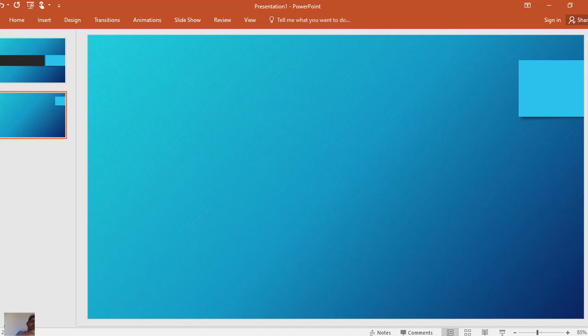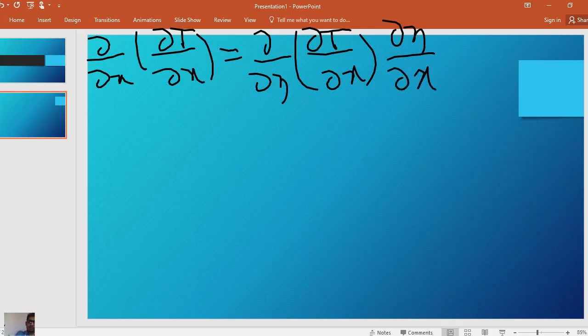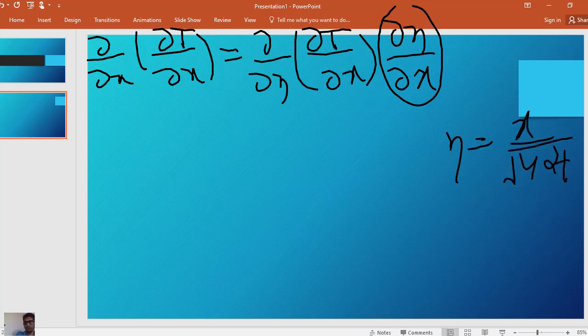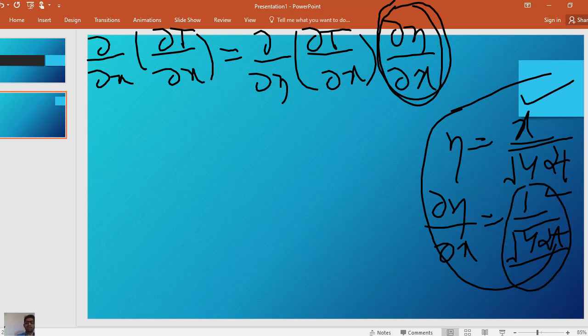So the left hand side of equation 1 is ∂T/∂x, which is nothing but ∂T/∂η times ∂η/∂x. We can solve this because we know the similarity variable η = x/√(4αt). So the change in η with change in x is nothing but 1 over √(4αt). From your calculus you know that the derivative of this is this. So in place of dη/dx, we will put 1 divided by √(4αt).